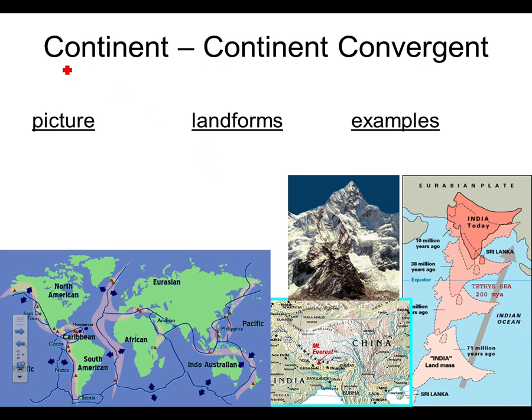So we're starting with continent to continent. So we're having 2 not very dense, thick continents smash into each other. So our picture is going to be a side view. It's going to look something like this. There's one continent. There's the other continental plate. They are smashing into each other. Because they're not very dense, they smash in and they go up, making our first landform, making fold mountains.